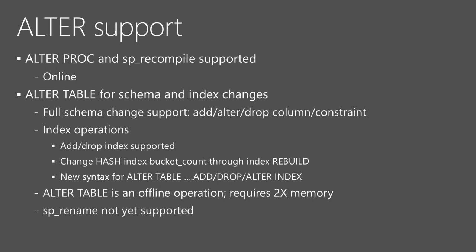Change hash index bucket counts. Who here that has played with in-memory OLTP has been bit by having the bucket count the wrong size? It can be really painful if you way undersize your bucket count. And in 2014, in order to get out from under that, you have to unload all your data, drop the table, recreate it with a better bucket count, and then load your data back in, and then get back on the air. That's some downtime.